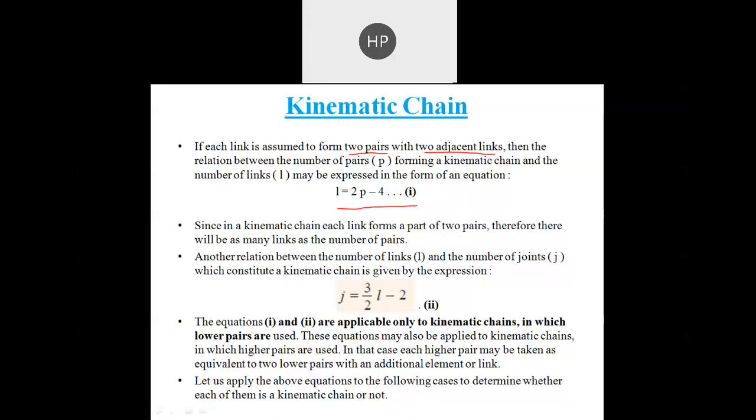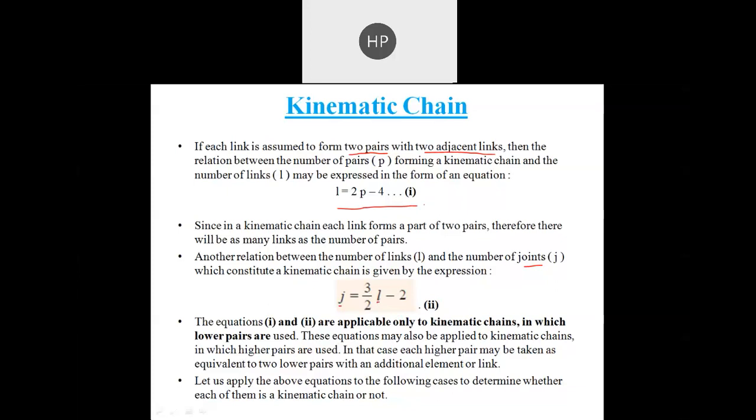Since we are talking only about a kinematic chain, in a kinematic chain each link forms a part of two pairs, and therefore there will be as many links as the number of pairs. Another relation between the links L and the joints, which constitute a kinematic chain, is given by the expression J = 3/2 L - 2. J is the number of joints and L is the number of links.